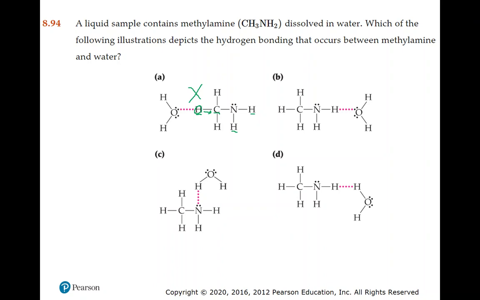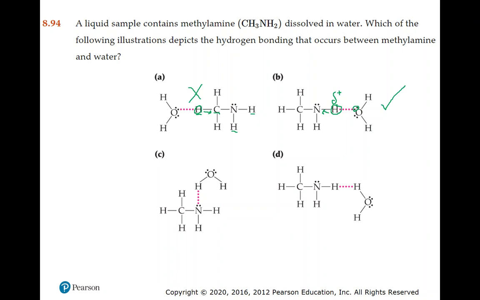If we look at part B next, we have an interaction between the lone pair on the oxygen of a water molecule, right here, and it's interacting with a hydrogen, and this hydrogen is directly attached to a nitrogen, which is one of those atoms that makes it eligible to be very partially positive, and so it can participate in hydrogen bonding. So B does show a correct hydrogen bonding interaction.